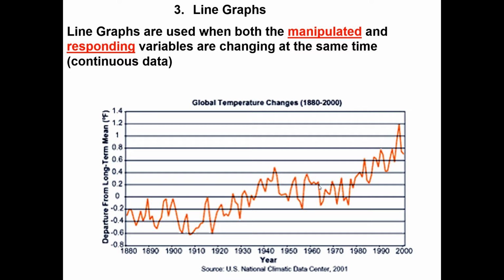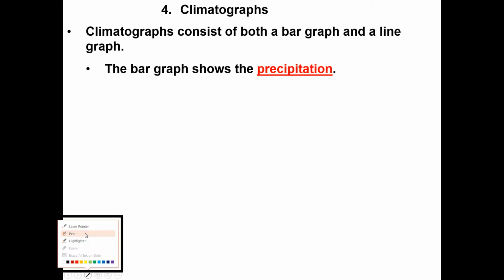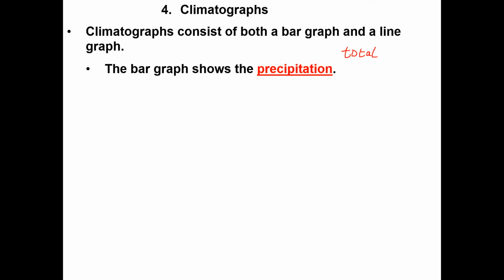So can we mix them together? And that gives us the climatographs. Climatographs, which we'll focus on, consist of both a bar and a line graph. The bar chart shows precipitation, because we want to know the amount. So for the total, we add the bars up. That's why we use the bar chart for it.